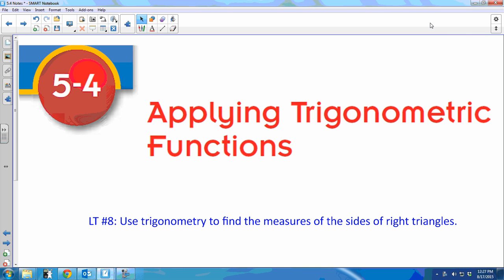Learning target A is just using trigonometry to find the measures of sides of triangles. This is what you did in geometry, right? You used angle measures and given sides to find other sides. You used sides to find angle measures, right? And we're not going to do all that stuff later this week, but today we're just doing trigonometry to find sides of triangles. Okay?